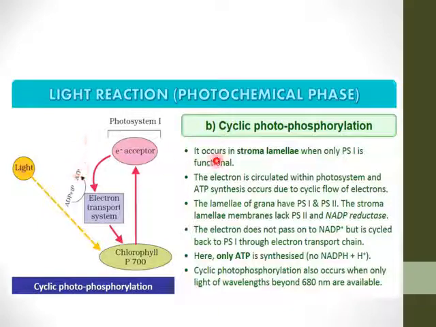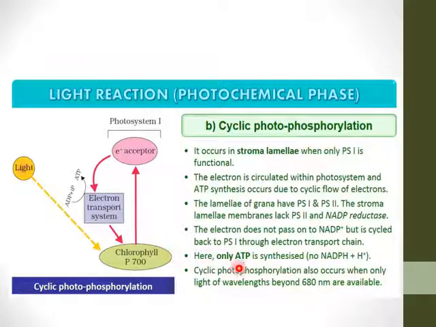So next is the cyclic photophosphorylation. It occurs in the stroma lamellae when only PS1, which is P700, is functional. The electron is circulated within the photosystem and ATP synthesis occurs due to the cyclic flow of electrons. The lamellae of grana have PS1 and PS2. The stroma lamellae membrane lacks PS2 and NADP reductase. The electron does not pass on to the NADP, but it is cycled back to PS1 through the electron transport system.